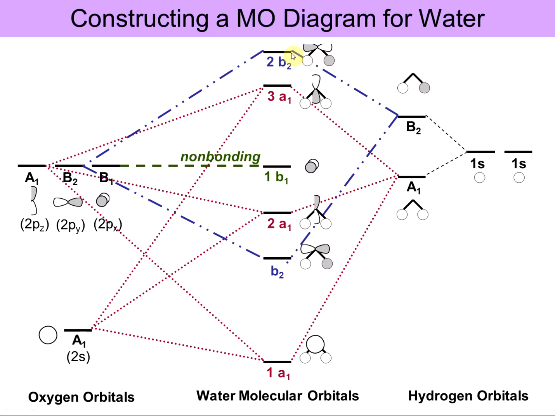So now I'm just putting in my electrons. I had 1, 2, 3, 4, 5, 6 valence electrons for my oxygen. I had 2 valence electrons for the 2 hydrogens. So that's a total of 8 electrons, and I just fill in my molecular orbital diagram using Hund's rule, the Aufbau principle, and the Pauli exclusion principle. So 1, 2, 3, 4, 5, 6, 7, 8. So this would be my molecular orbital diagram of water.